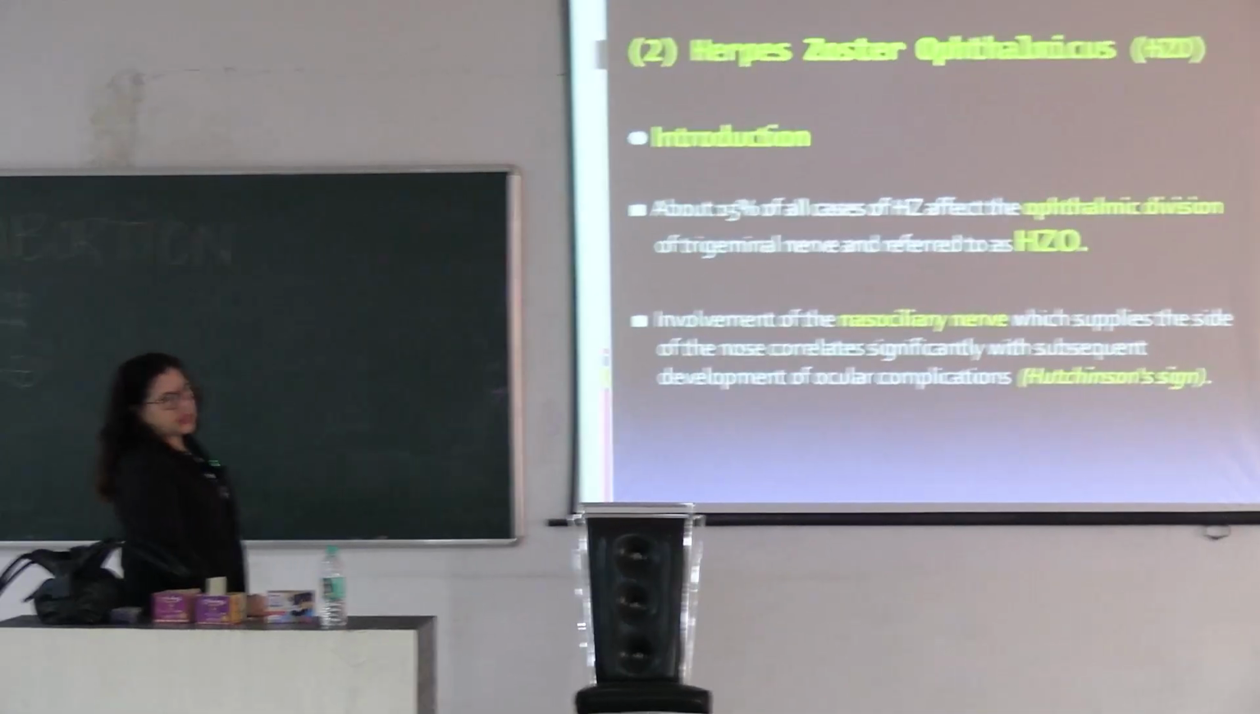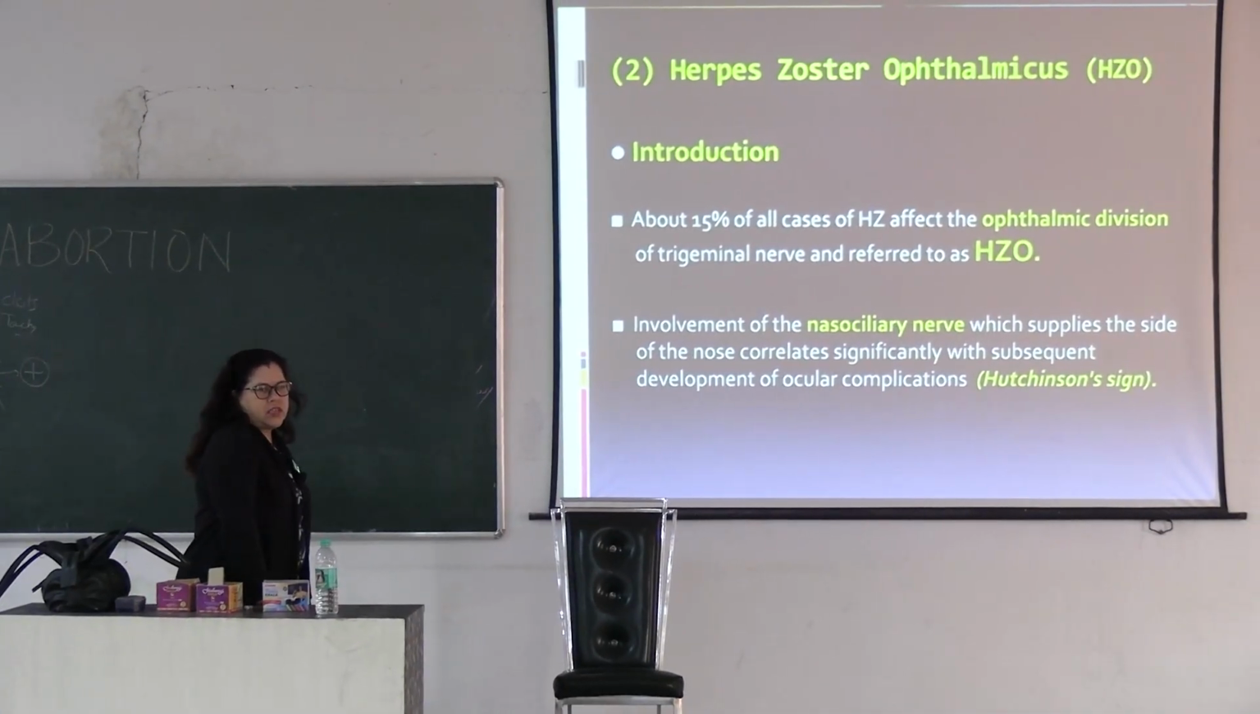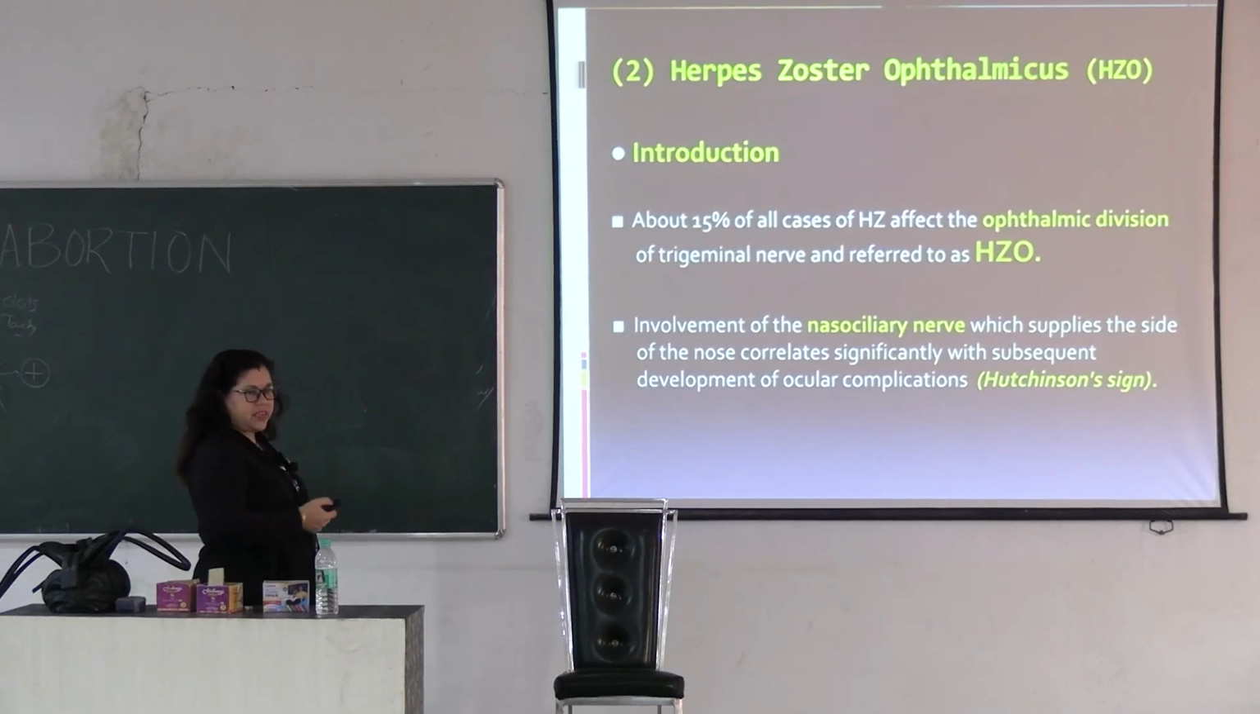This is herpes zoster ophthalmicus. It mostly affects human beings and it affects the nerve fiber. About 15% of herpes zoster ophthalmicus affects the trigeminal nerve and its branches. Which branches? The ophthalmic division of the trigeminal nerve. That is why it is called herpes zoster ophthalmicus.